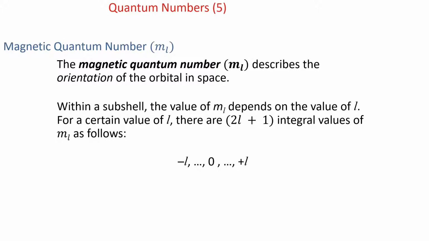Then we have the magnetic quantum number, M sub L. This tells us the orientation. Where in space is this? And generally, we can say that there are 2L plus 1 values of ML.